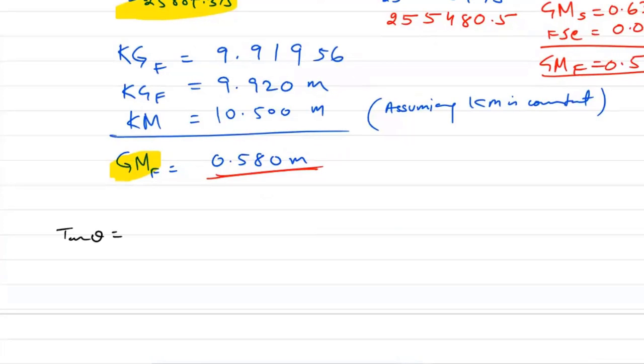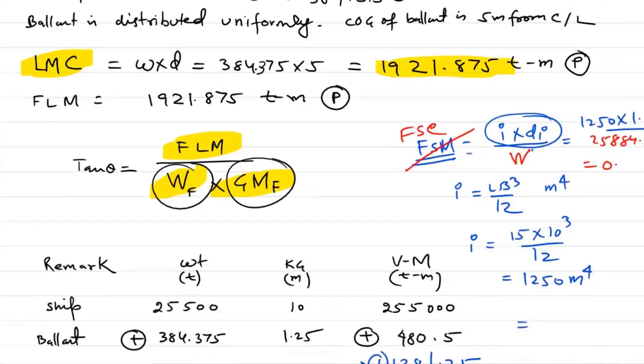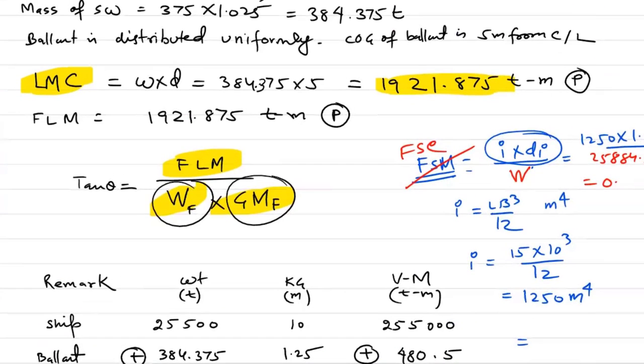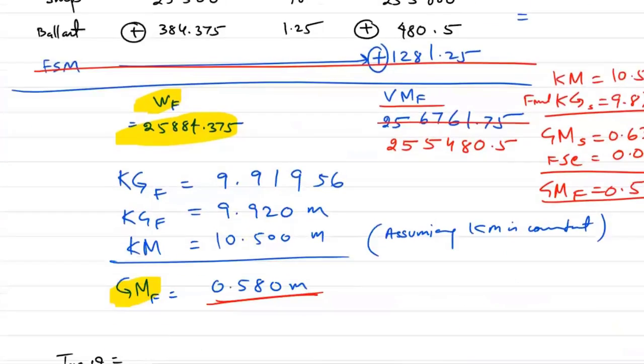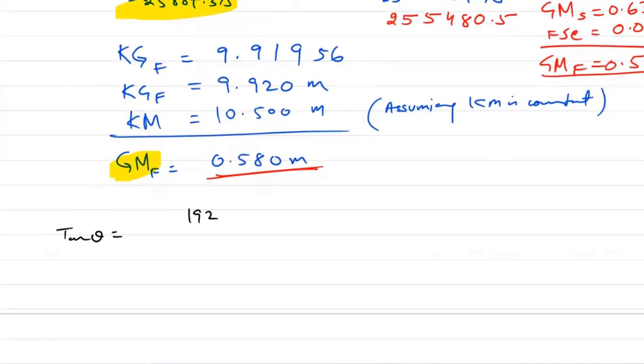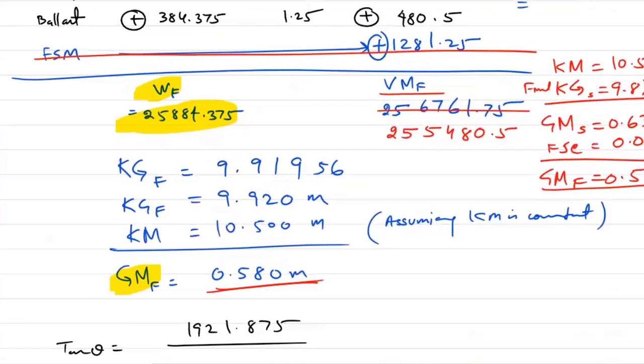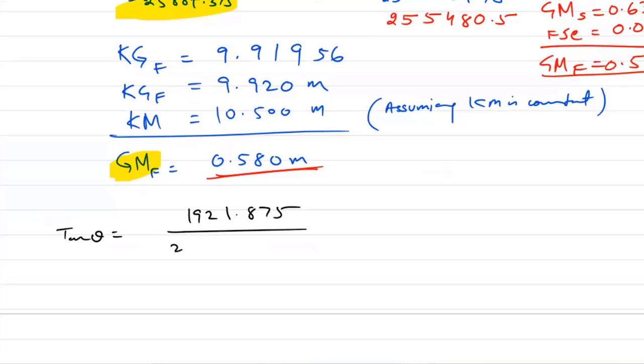Tan theta is equal to final list moment 1921.875, divided by W into GM fluid: 25884.375 into 0.58. That gives 0.128. And theta is equal to this.